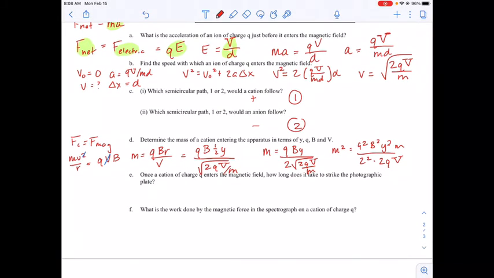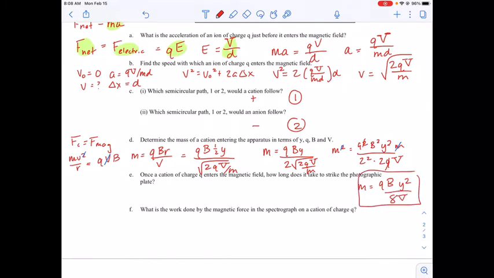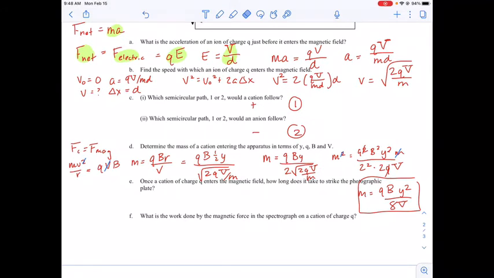And now, let's see, one of the m's cancels on each side of the equation, and now it's just a matter of simplifying. So I would get m equals qB y squared over 8 times the voltage.